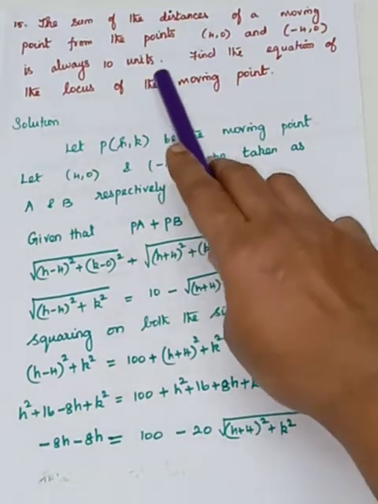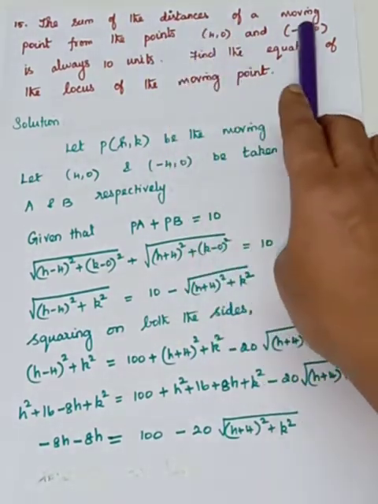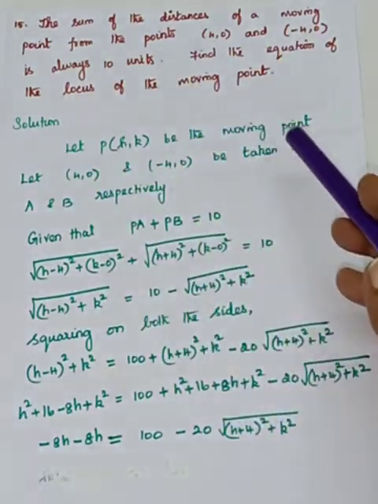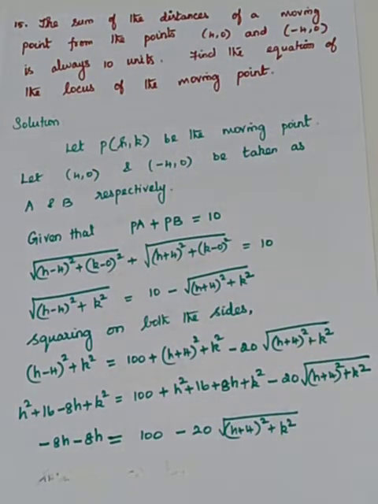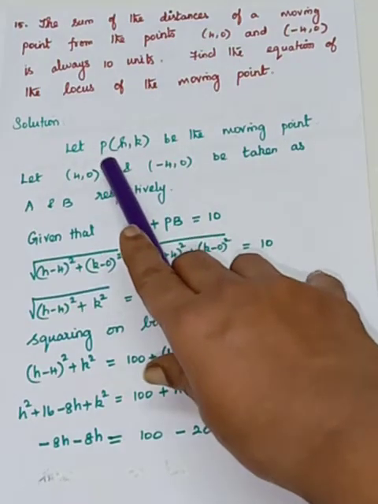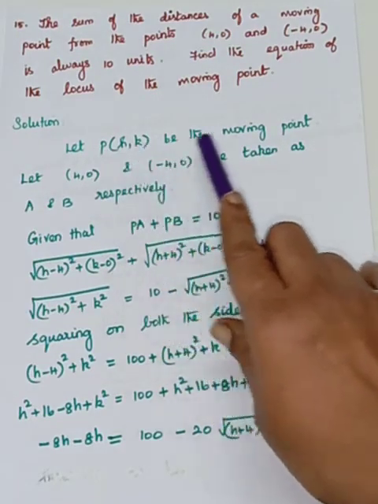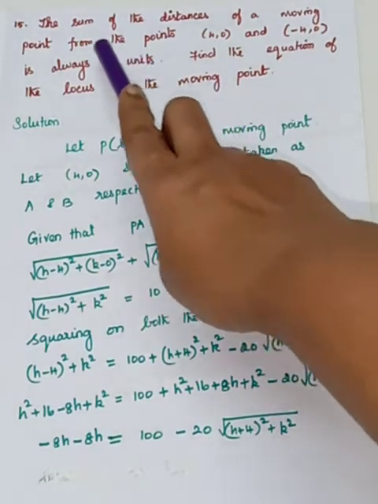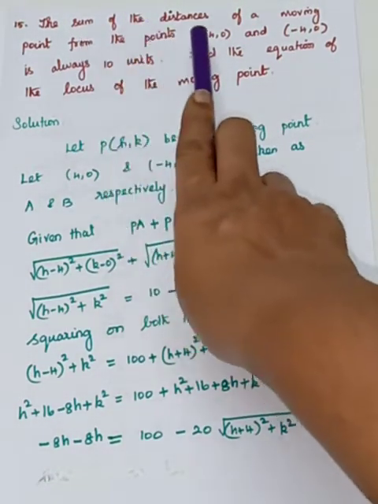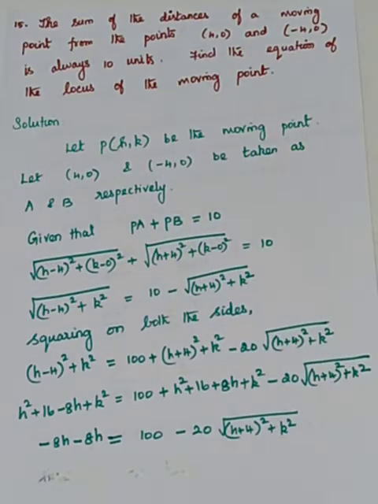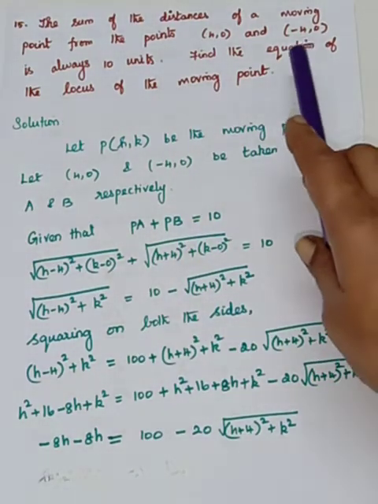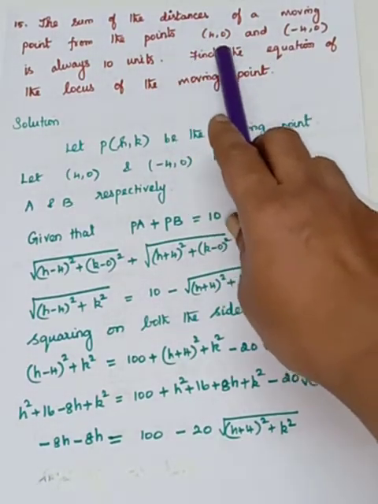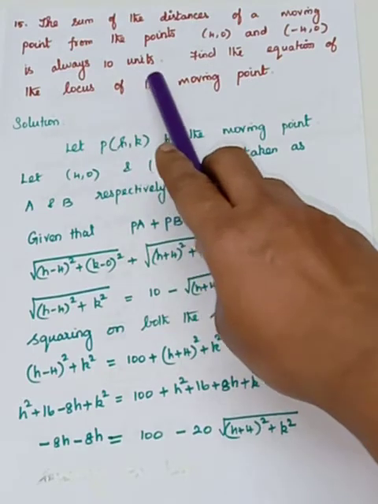You see that the sum of the distances of a moving point, find the equation of the locus of the moving point. So the moving point has to be taken as P, whose locus has to be found. So therefore P of H comma K be the moving point. Okay, so what is the result given? Sum of the distances. So you have to find two distances of a moving point. So what is the moving point? P. From the points A and B is always 10 units.